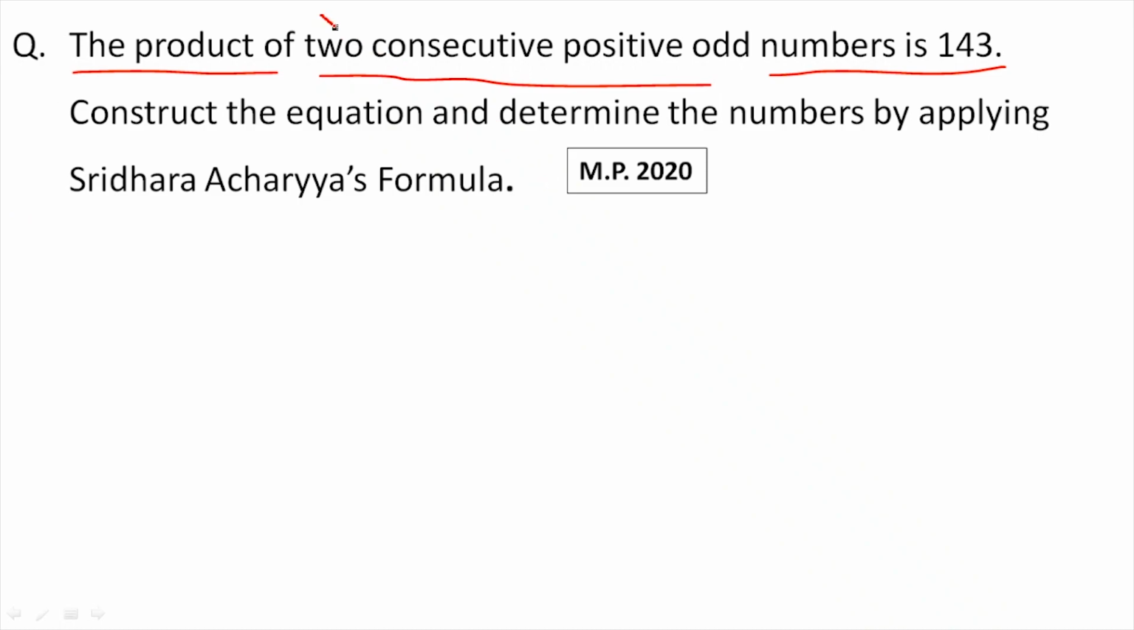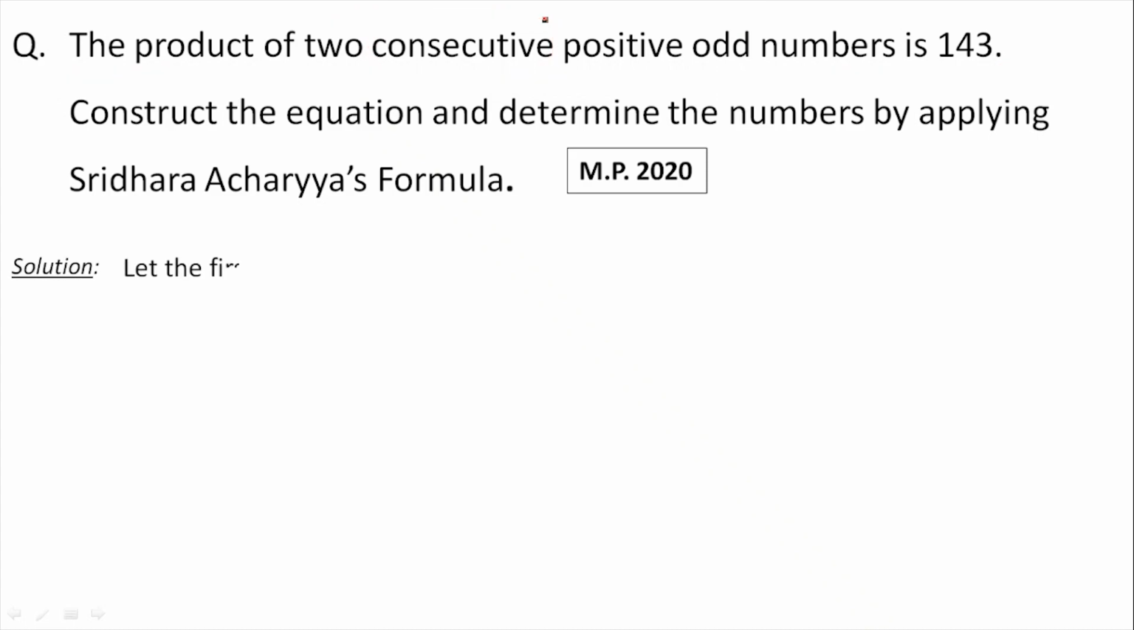Here it says it is two consecutive positive odd numbers. Okay, so how many numbers are there? There are two numbers, and what are those? Those are odd numbers, and it should be consecutive numbers. Consecutive means one after the other, the number that comes one after the other. So like the previous question, we'll assume the first number, let the first odd number be x.